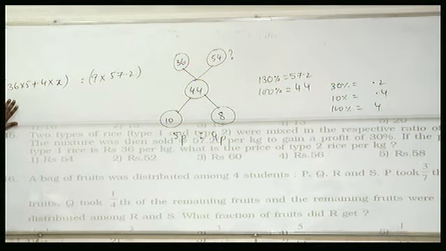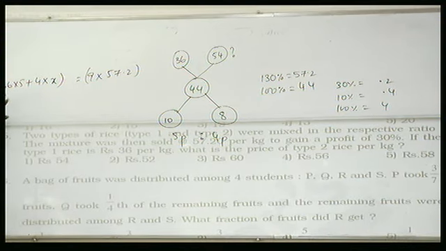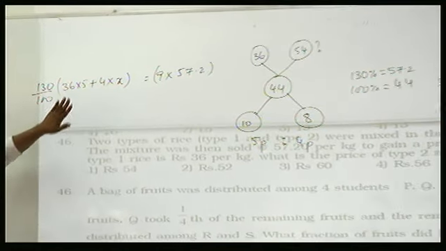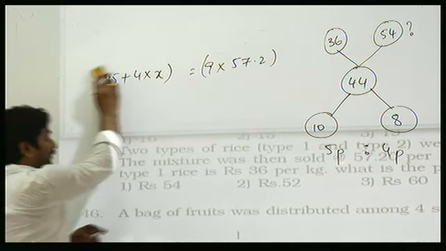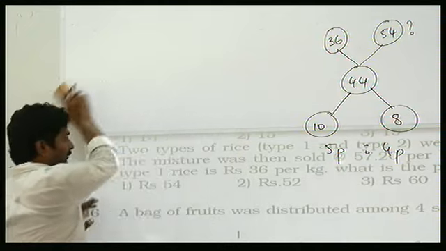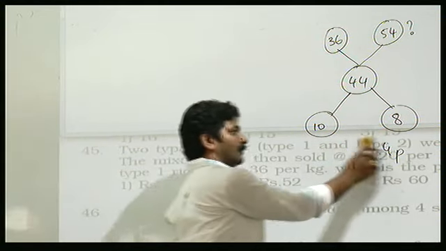It looks like a simple one because you have only one equation, but to get x value you will have to solve many numbers. I don't prefer this. Alligation is the best method for this. Next.